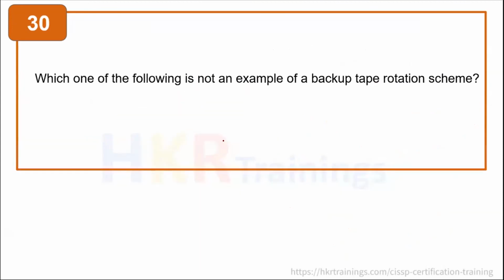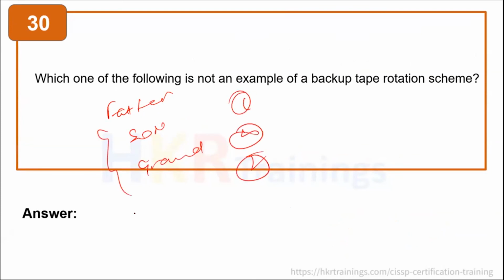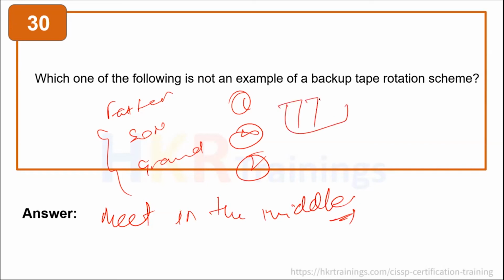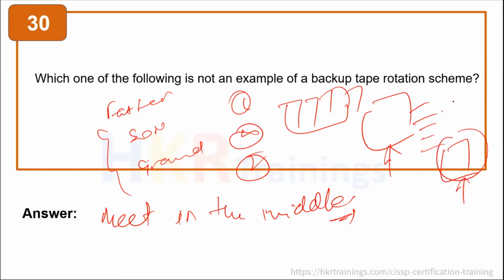The 30th question is, which one of the following is not an example of a backup tape rotation scheme? So it can be father, son, grandfather, and multiple options can be there. What is not a tape rotation scheme is meet in the middle. In father, son, grandfather, you take weekly incremental backups, and then you take a full backup by the weekend. Then in the last week of the month, you take a full monthly backup. So these are sons, this is father, this is grandfather. That is how you do backup rotation.